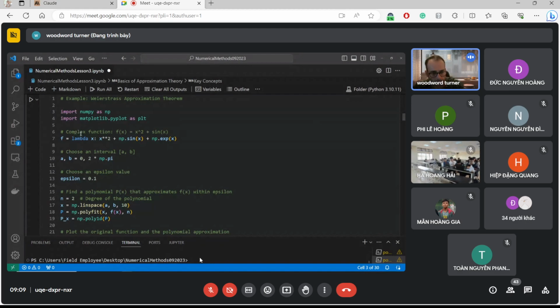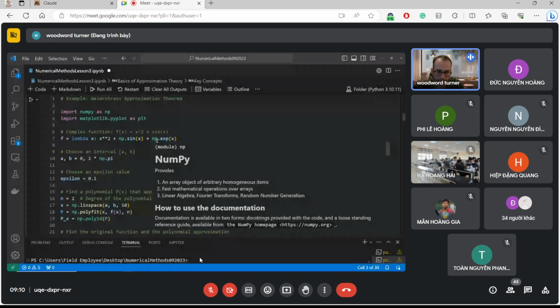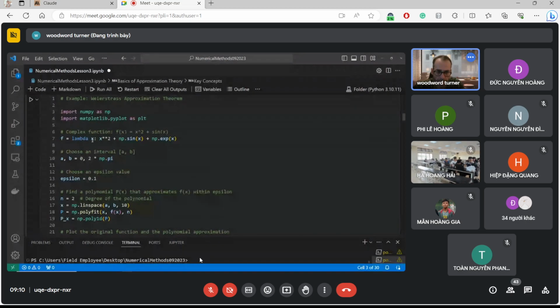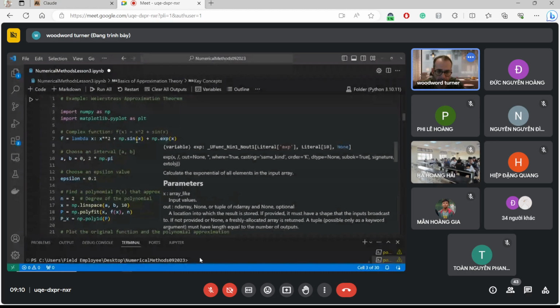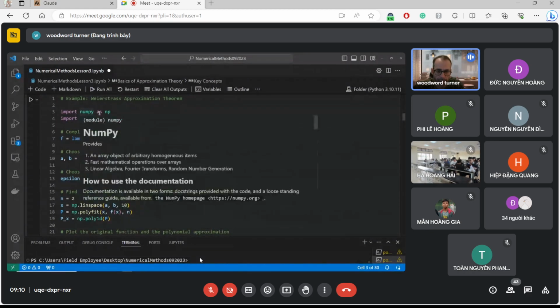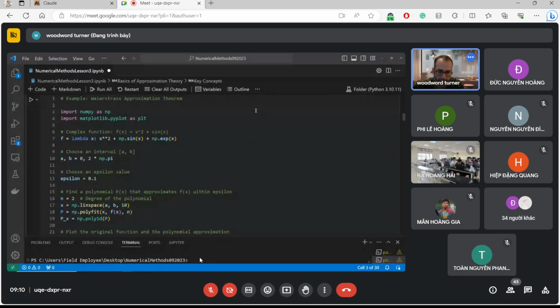So I call that f, and this is just some notation that allows me to define a function in Python, this lambda here, and then x would be my variable, and then I define what the function does. So it says square x, use the NumPy library to take sine of x, and use the NumPy library to take the exponential of x, and then add those all together.